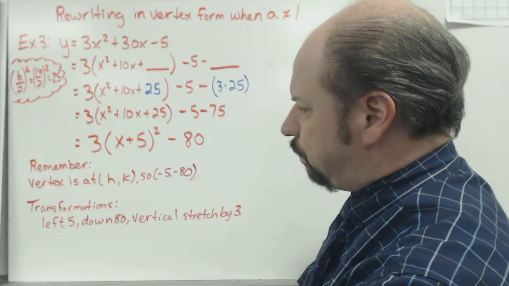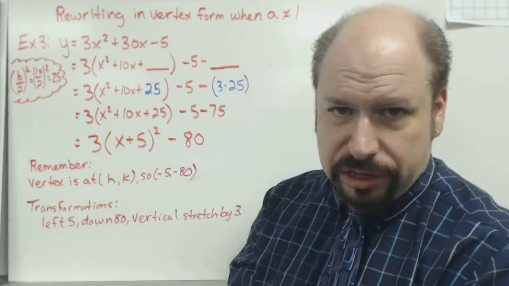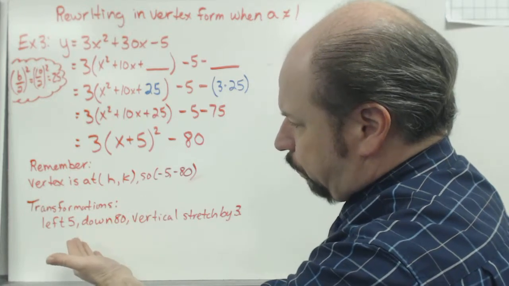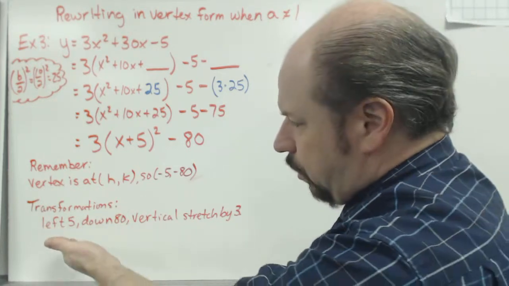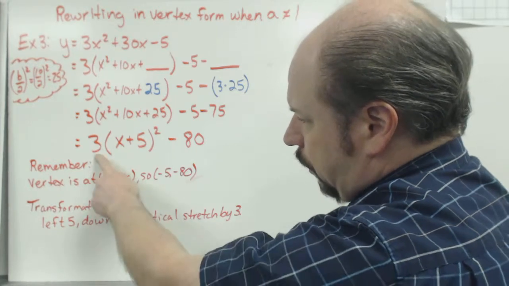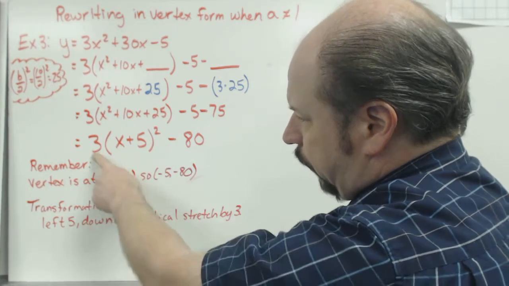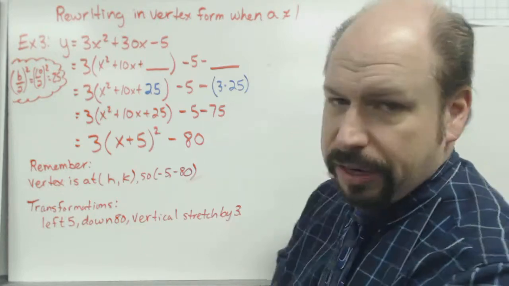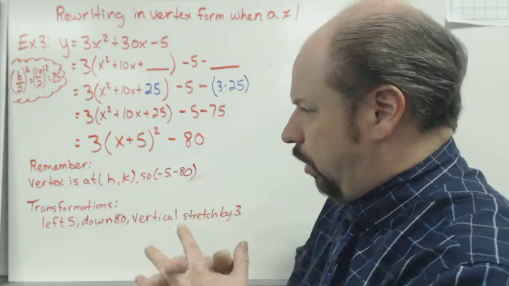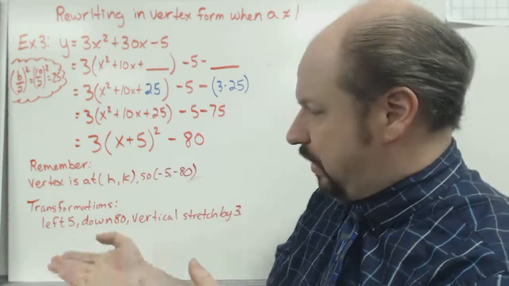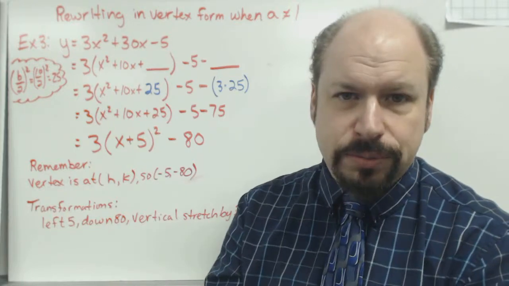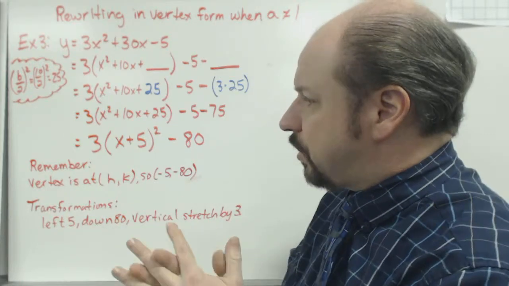And if we're talking in terms of transformations, where is this graph going compared to the graph of y equals x squared? Well, it's going left 5, it's going down 80, and we have a vertical stretch, remember, hanging out here, vertical stretch by 3. So you might see a few problems where you have to do either writing what the vertex is or writing the transformations. Okay, so that's all there is for this particular concept.